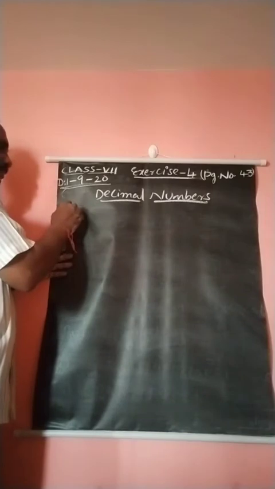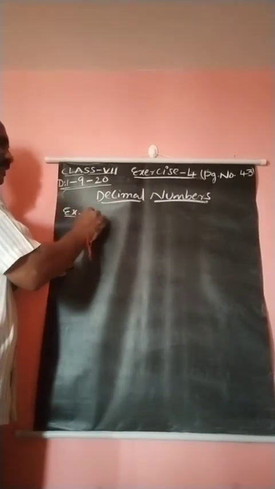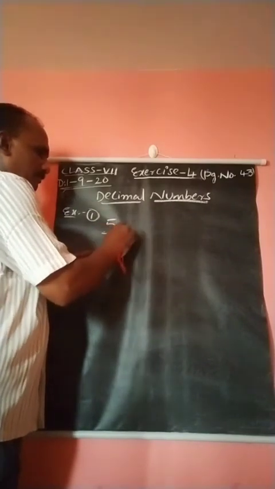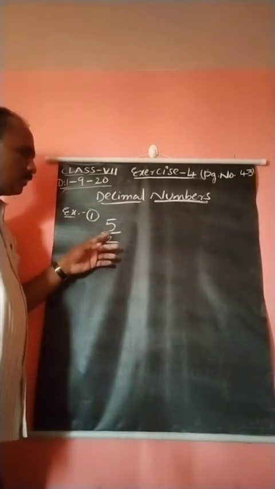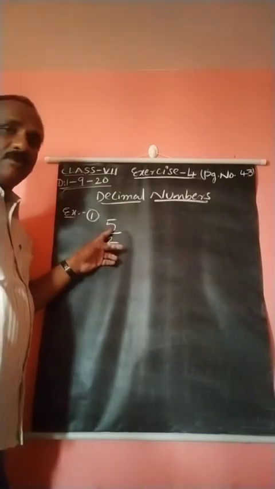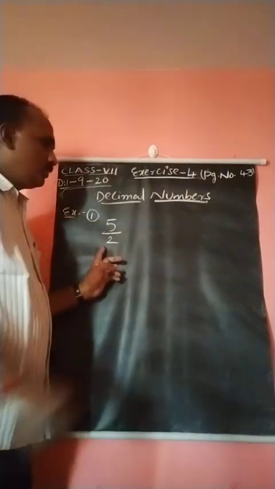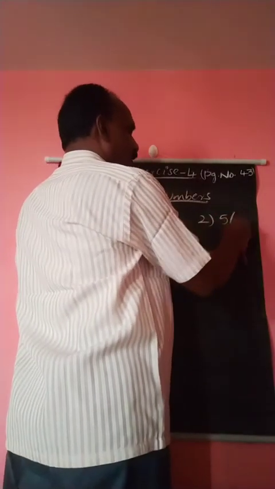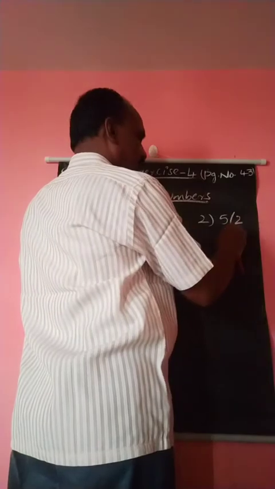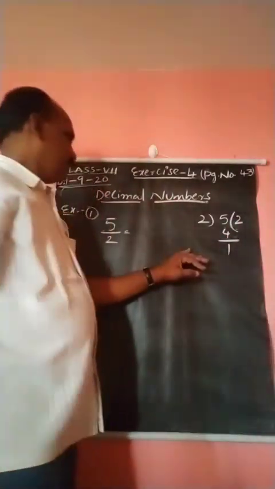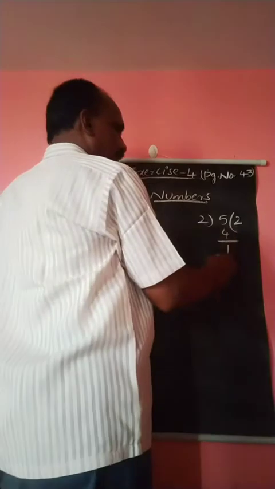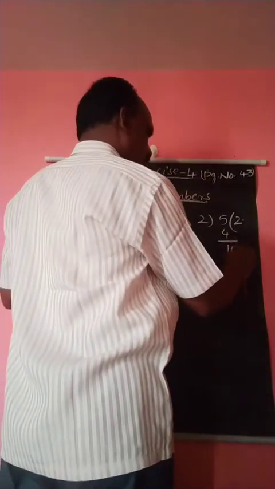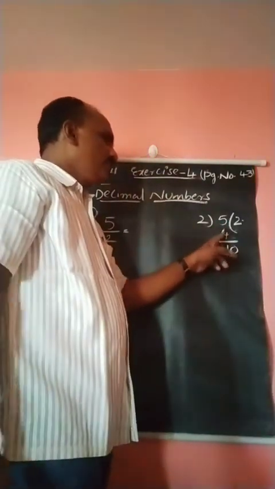For example, I am taking a small example, 5 by 2. What is the meaning of 5 by 2? You should divide 5 with 2. How many times does 2 go into 5? 2 2's are 4. Then 5 minus 4, 1 is there.